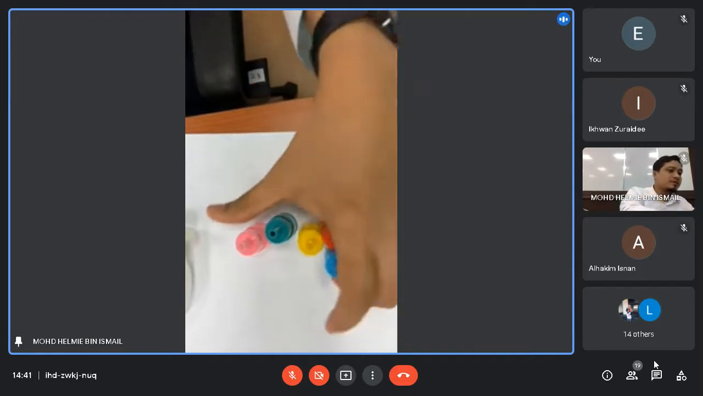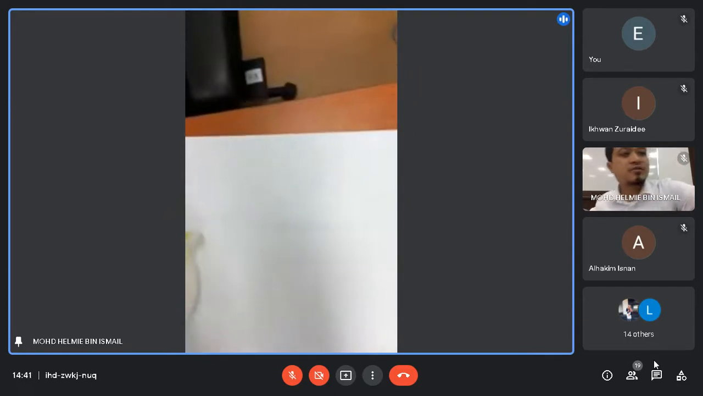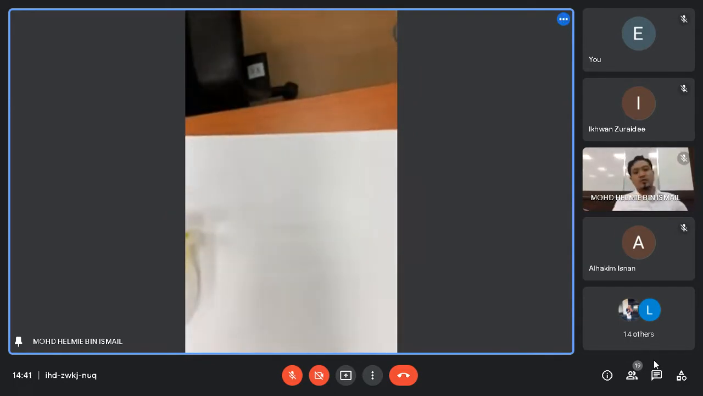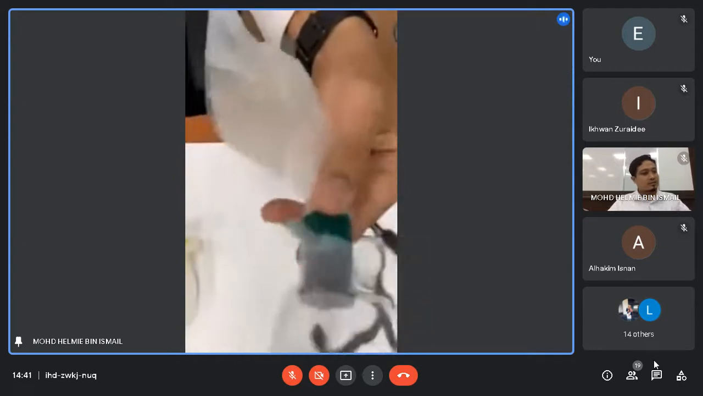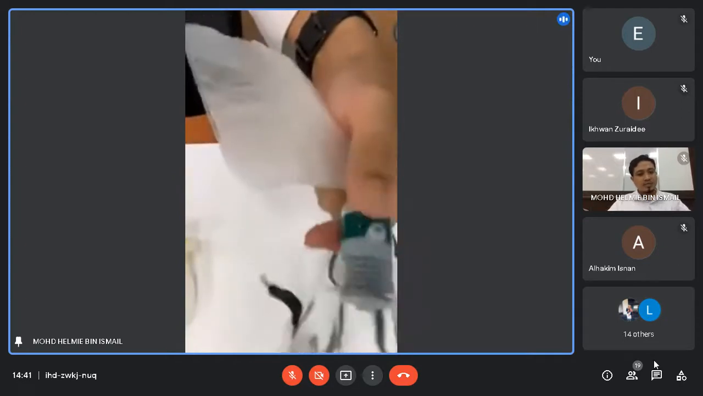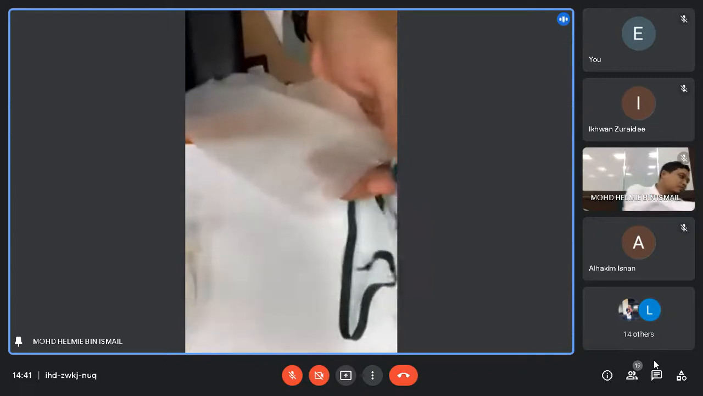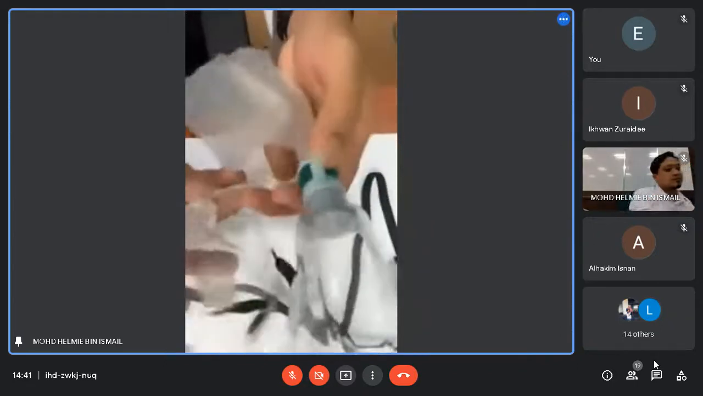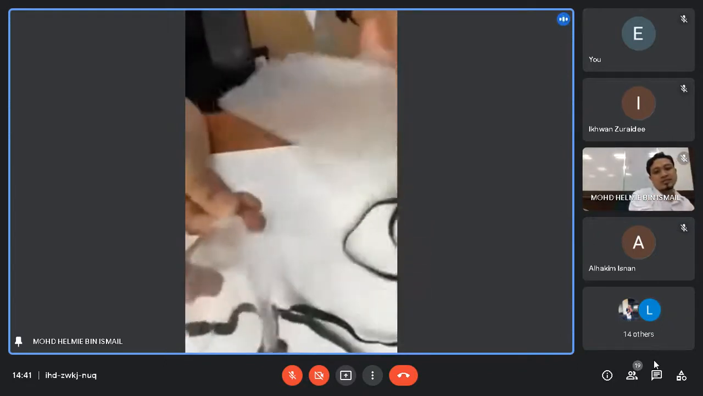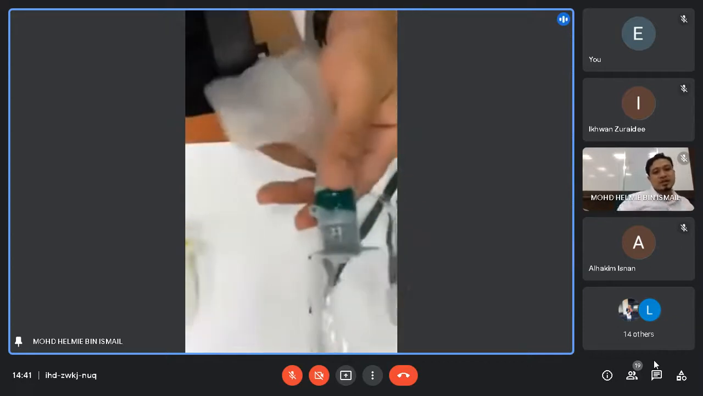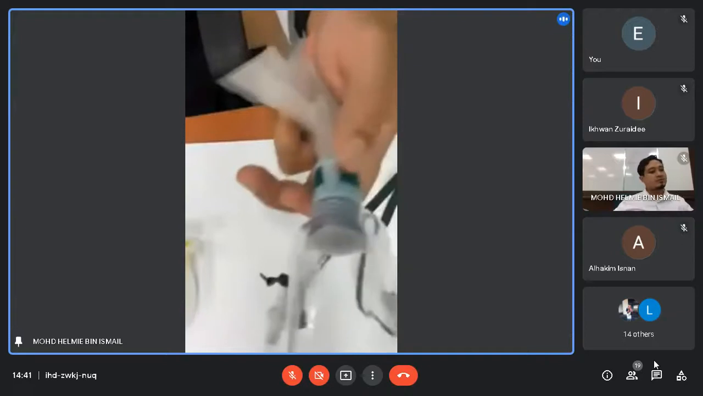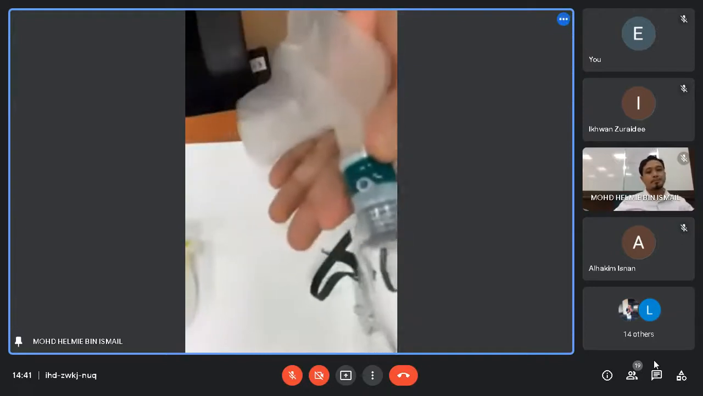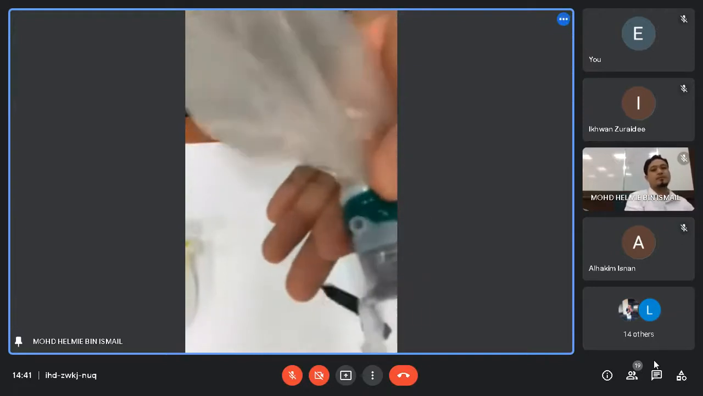Alright. Okay. We move to the high flow mask. We move to the high flow mask oxygen. So basically, what is the difference between the Hudson mask and the high flow mask? This one is Hudson mask. This one is high flow mask. What do you notice as the difference? What is this?